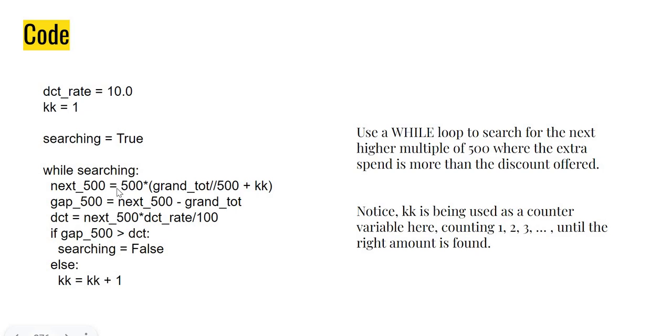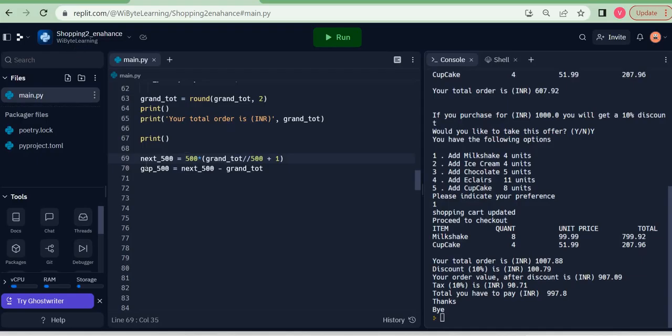Now we can use a while loop here. KK here will be a counter variable, which is counting till the right amount is found. Let's see this in code. So notice presently I'm just finding the next multiple. That's why this is one. But now we are going to convert this into a loop.